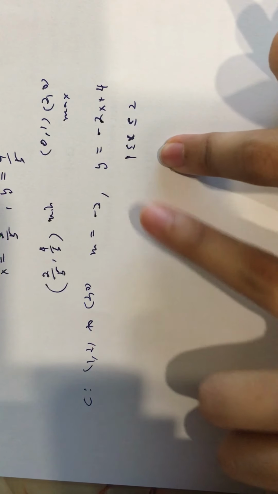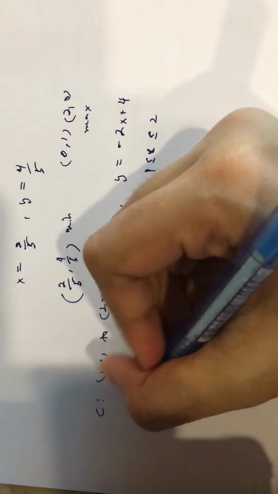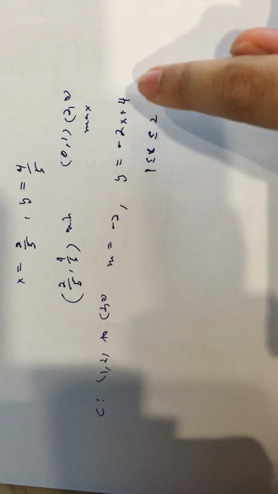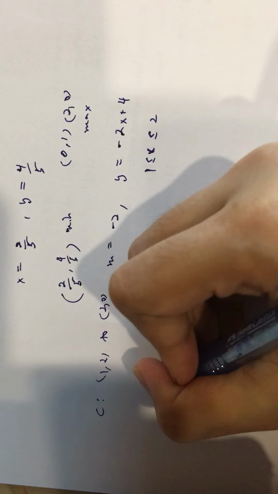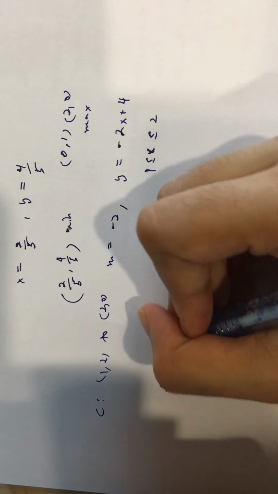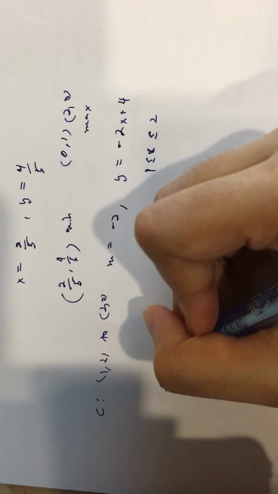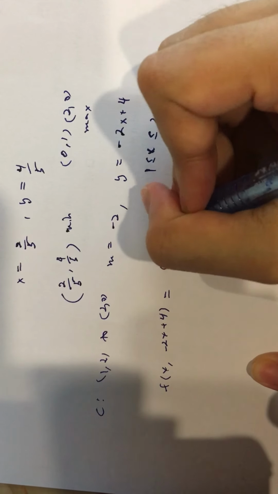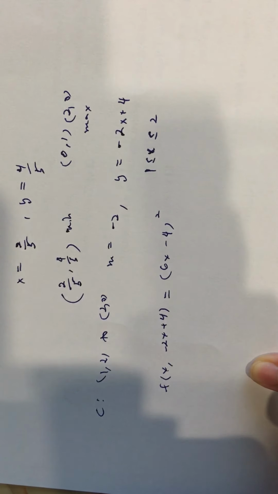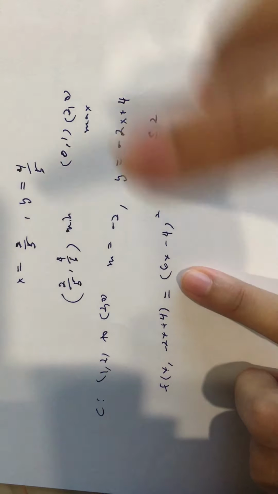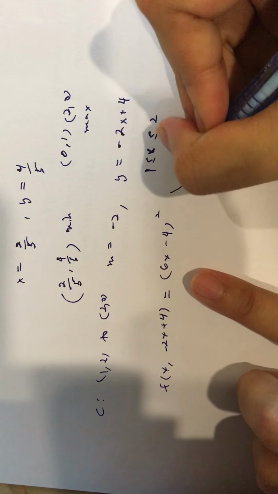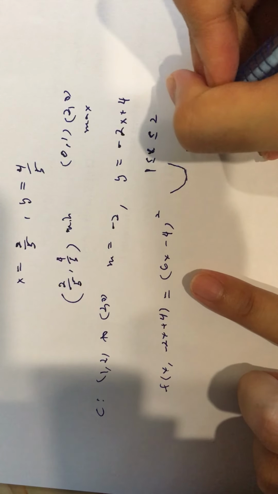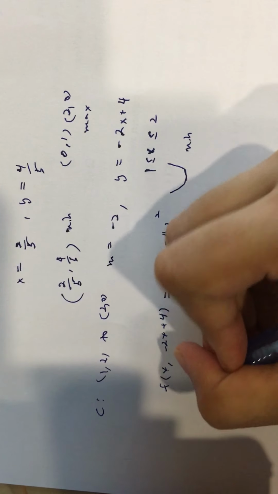Okay, so now let's substitute this y equals to minus 2x plus 4 into the f. So we have f of x, minus 2x plus 4. So this one is equals to 6x minus 4 squared. And as you can see, this one also a quadratic with this shape. So we also have a minimum. So we need to find the minimum.